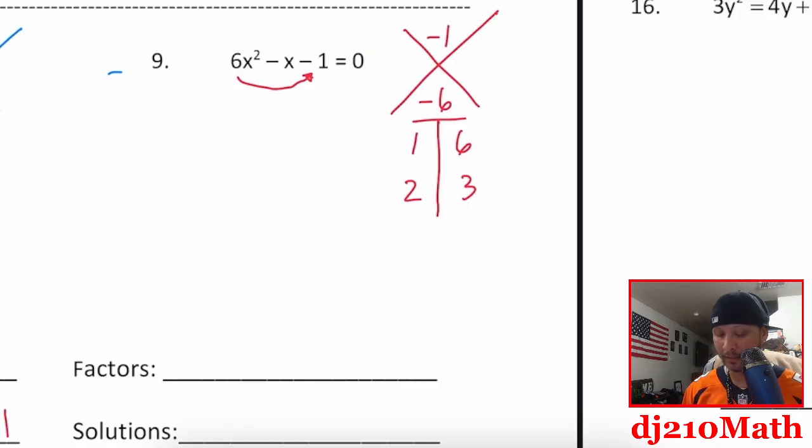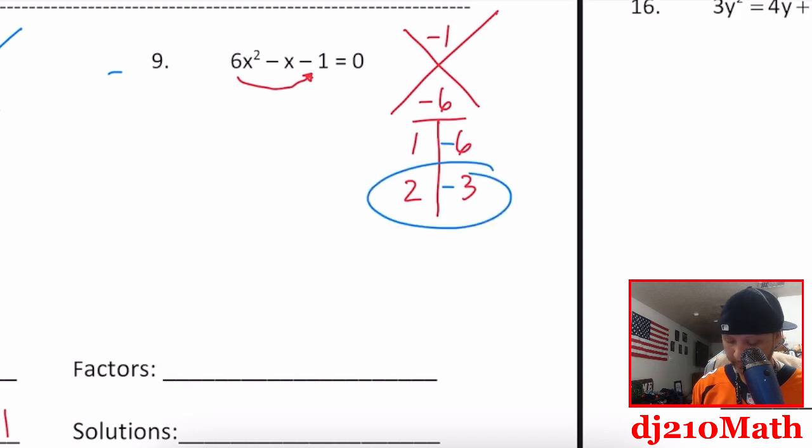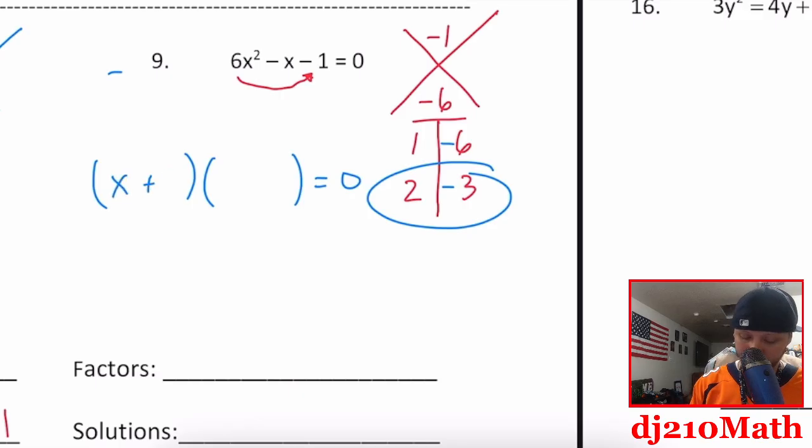Small side or big side? When we look at the number, -1, therefore big side. So when we add them together, 2 and -3 add up to -1. So this is going to be x plus 2, x minus 3. And then we divide out the a. So divide by 6.